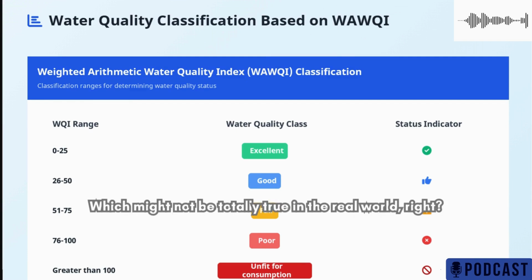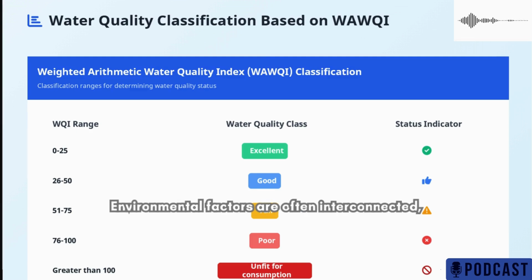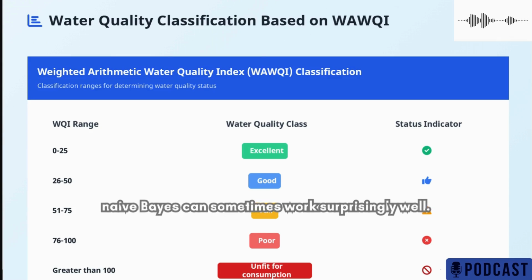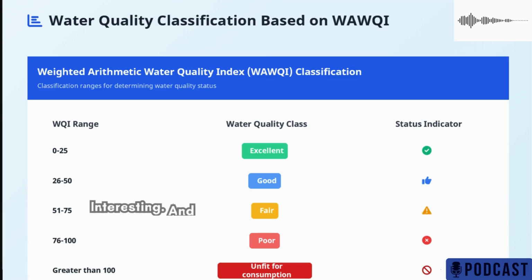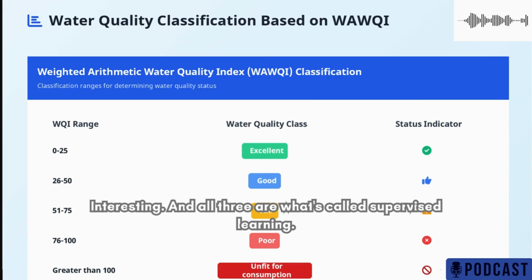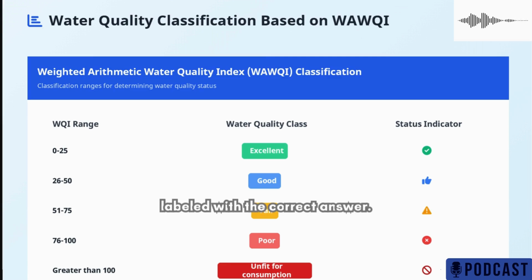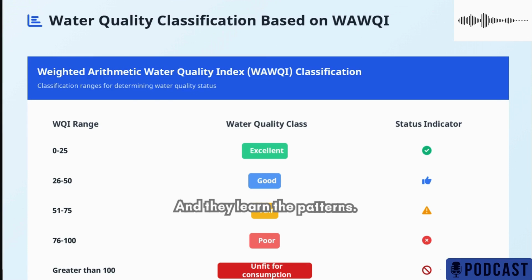Which might not be totally true in the real world, right? These things could influence each other. Exactly. Environmental factors are often interconnected. But despite that simplification, Naïve Bayes can sometimes work surprisingly well, and it's computationally quite efficient. Interesting. And all 3 are what's called supervised learning. Correct. That just means they learn from data that's already been labeled with the correct answer. So they're shown examples of pH, BOD, DO, EC values, along with the known WAWQI classification: excellent, good, fair, etc., and they learn the patterns.